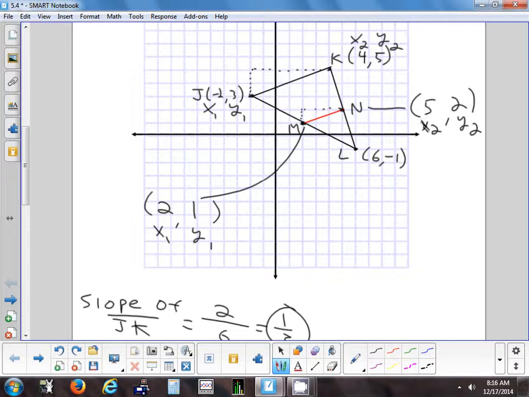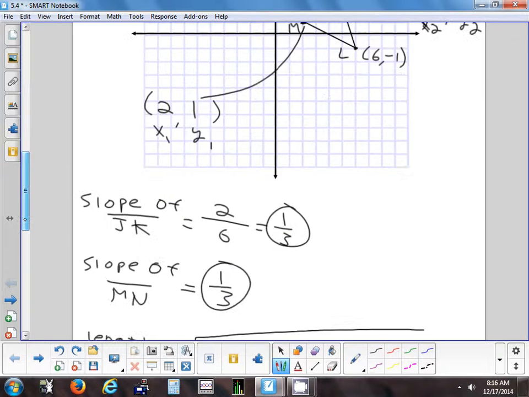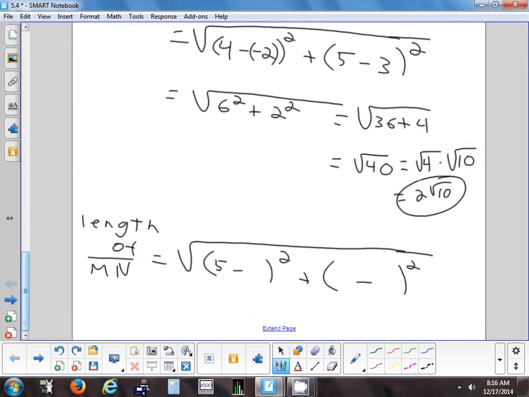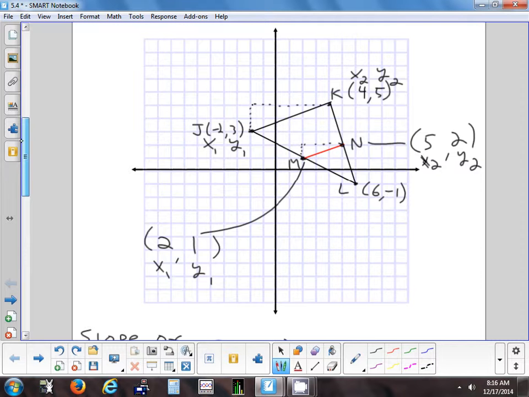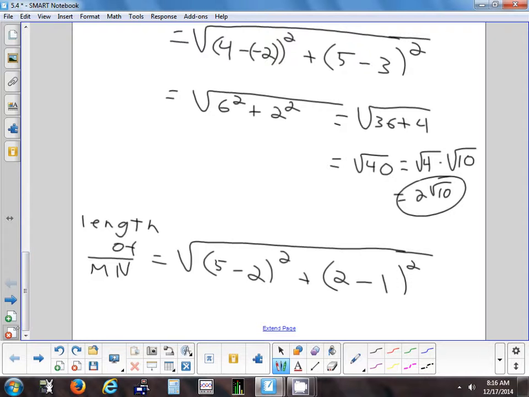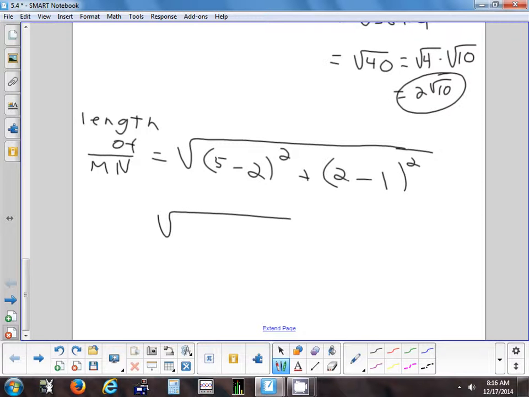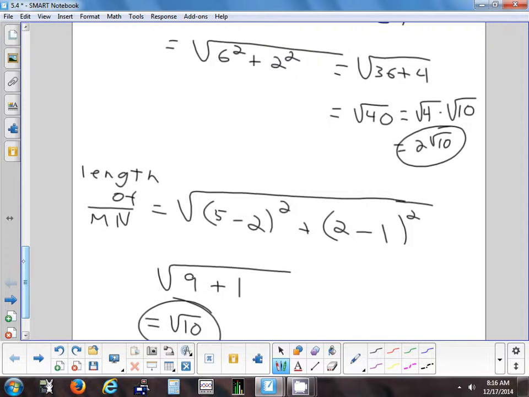So x2 is 5. x1 is 2. Okay, let's look up y2 and y1. y2 is 2 and 1. Okay, Nathan, what's 5 minus 2? 3. Squared? 9. Good. Okay, 2 minus 1 is 1 squared is 1. And we get the square root of 10. The other one was 2 square root of 10.